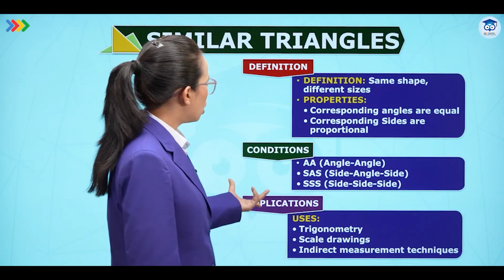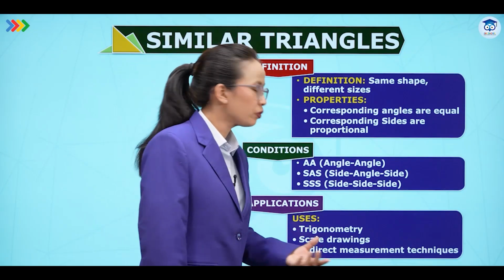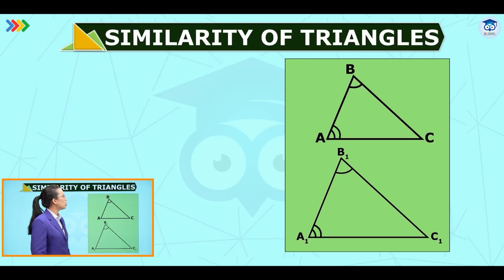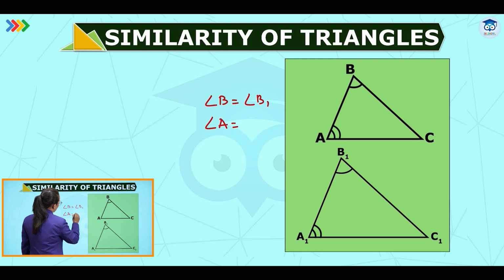The applications of this are used in trigonometry, in scale drawing and in indirect measurement techniques. Using this, let's see whether these triangles are similar or not. Suppose angle B is equal to angle B1, and angle A is equal to angle A1. So we have two angles equal, so we use AA, and we can say that the two triangles are similar. So this is one example of similarity.